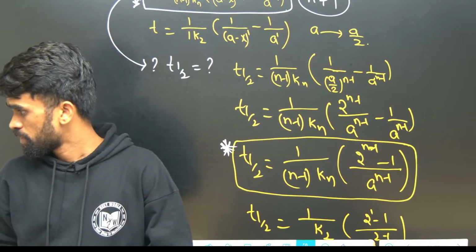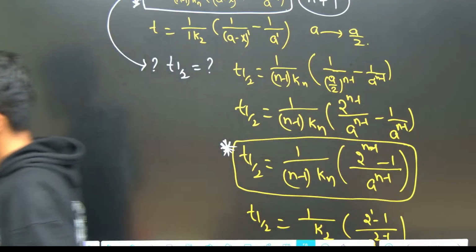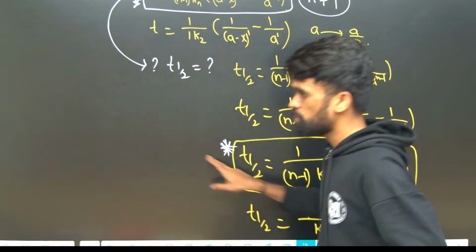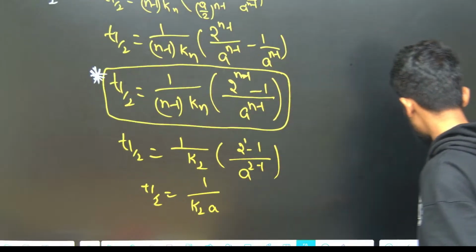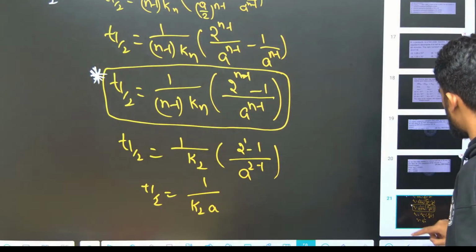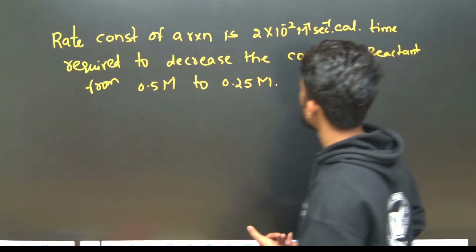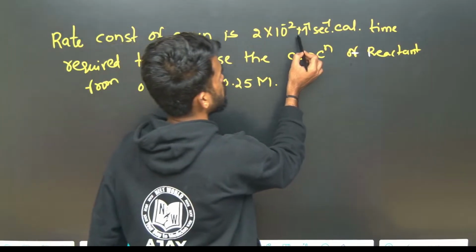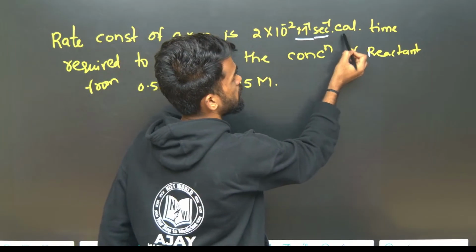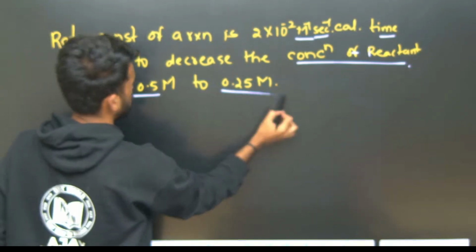Okay, now I am going to explain a few questions related to this topic. I hope you are clear with the formulas right now. So just tell me the answer for this question. Look here: the rate constant of a reaction is 2 into 10 power minus 2 molarity inverse second inverse. Calculate the time required to decrease the concentration of reactant from 0.5 to 0.25. How can you do this?